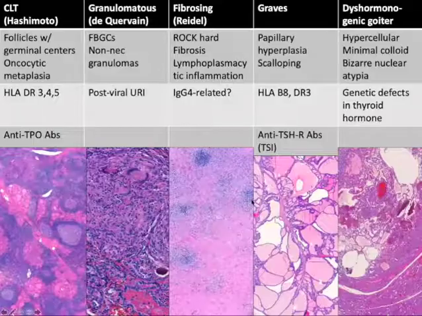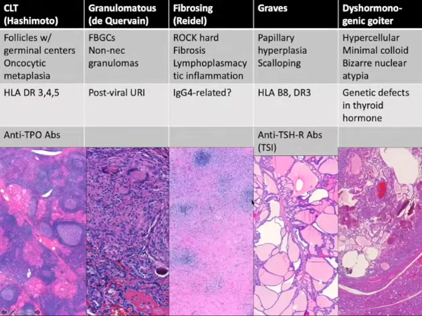Okay, thyroid, last 5 minutes or so. Here's a comparison of all of your thyroiditides, essentially your non-neoplastic thyroid. Hashimoto's, remember lymphoid follicles with germinal centers, and oncocytic metaplasia of your background follicles. Granulomatous or de Quervain's thyroiditis, multiple giant cell granulomas, often after a viral respiratory infection.